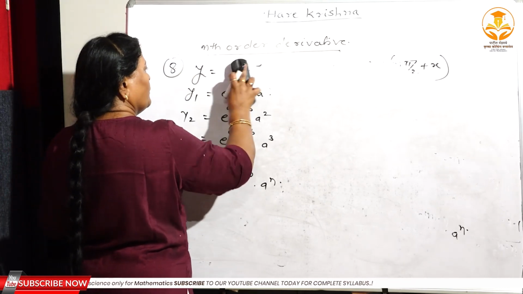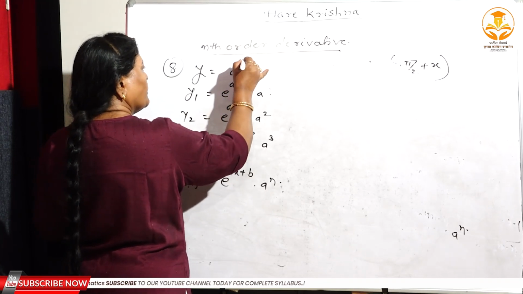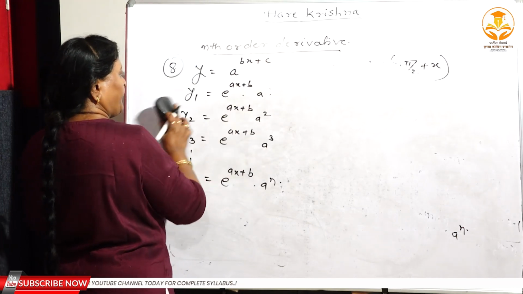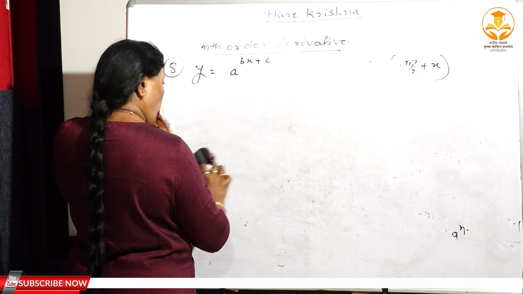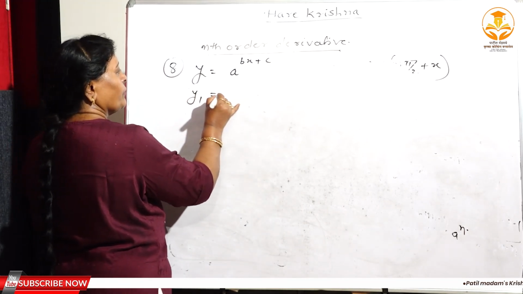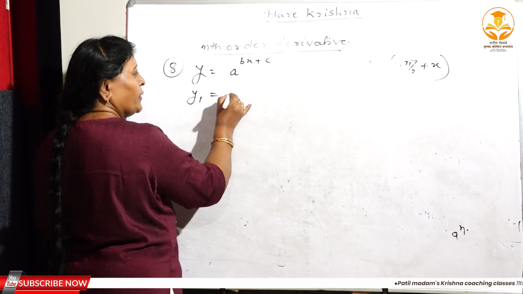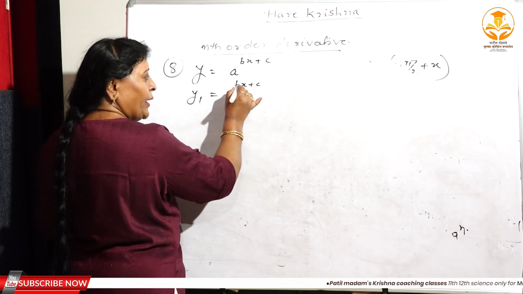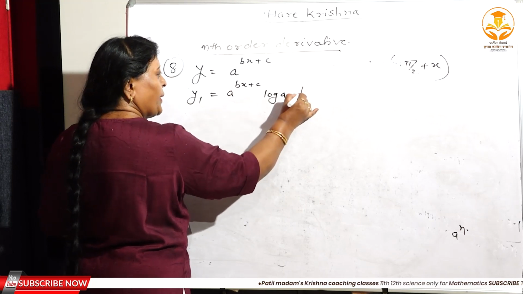y is equal to a to the power bx plus c. Again the first order. The derivative of a raised to x, that is a raised to x log a. Therefore the derivative of a raised to bx plus c is equal to a raised to bx plus c into log a, and the derivative of bx, that is b.